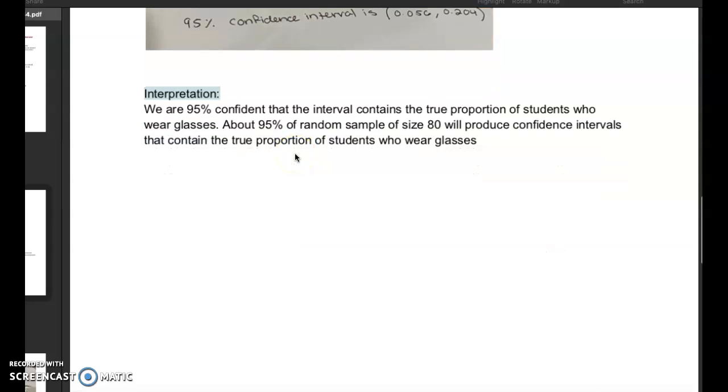So next for my interpretation. I'm 95% confident that the interval contains the true proportion of students who wear glasses, and about 95% of random samples of size 80 will produce confidence intervals that contain the true proportion of students who wear glasses.